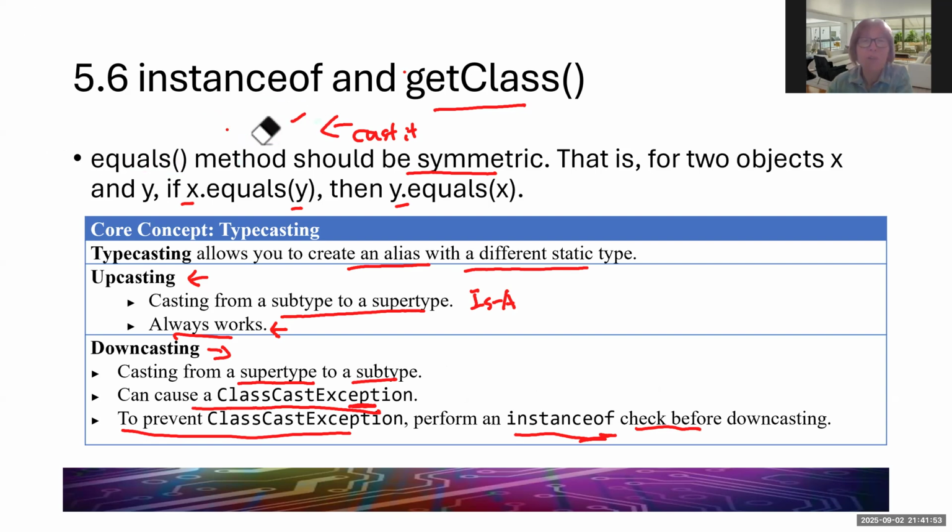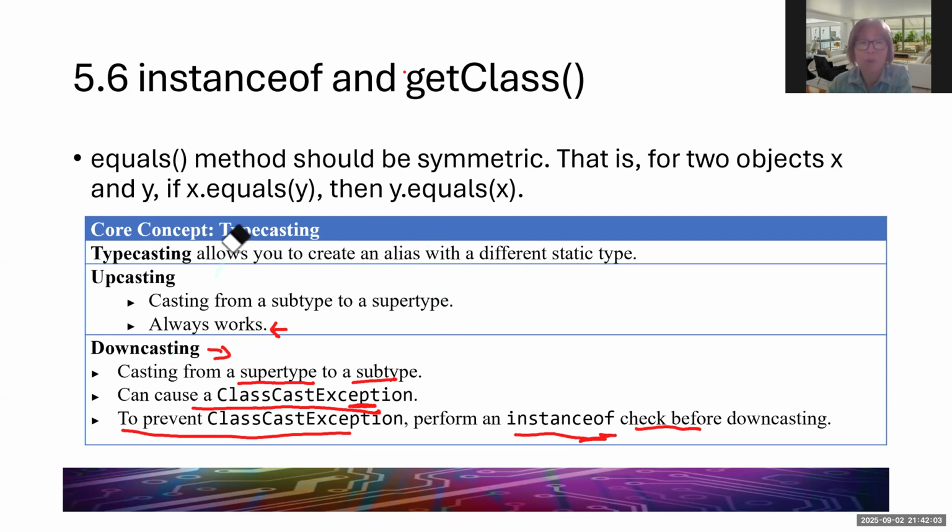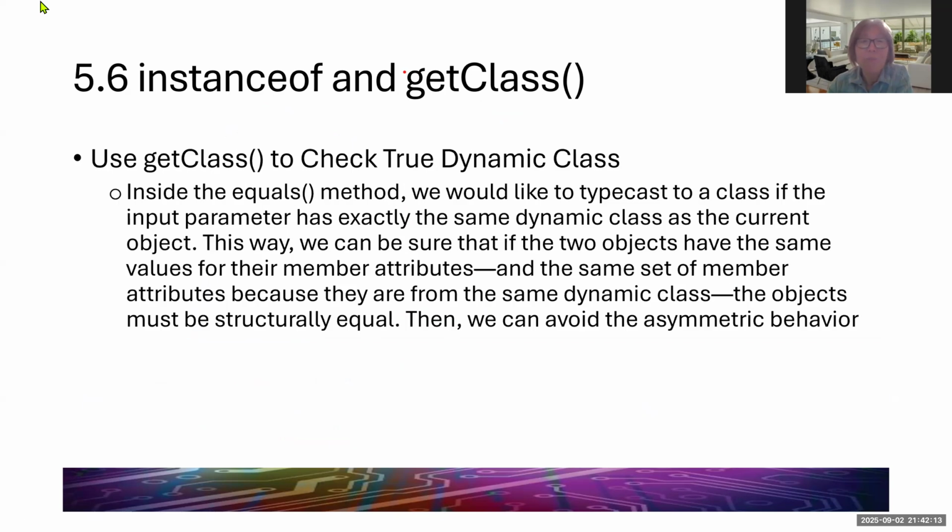But we will see there is some issue when we use instanceof for our equals method check. That will not always be correct. In our example, we will see. There is another method that can better serve the purpose, called getClass. getClass will check the true dynamic class. So here, be careful: true dynamic class. Keep that in mind.